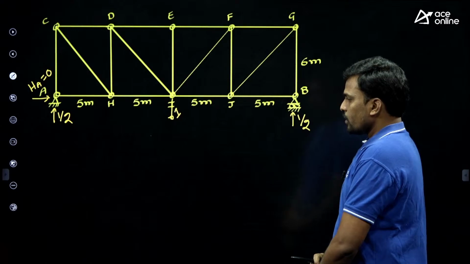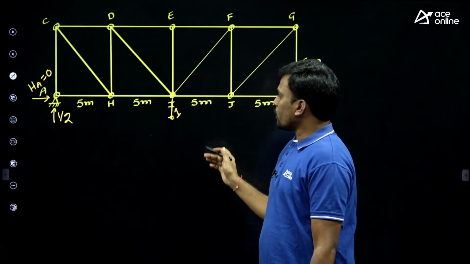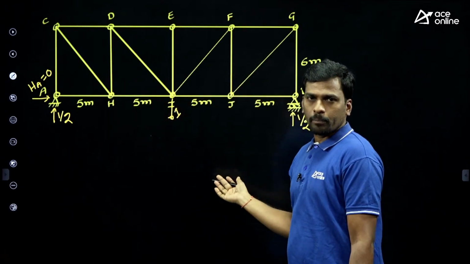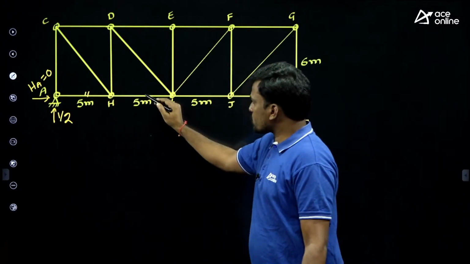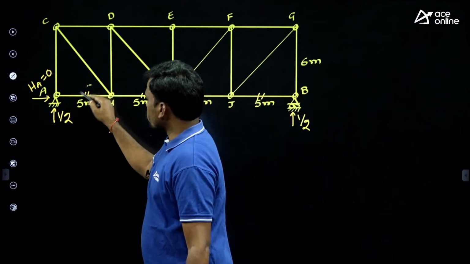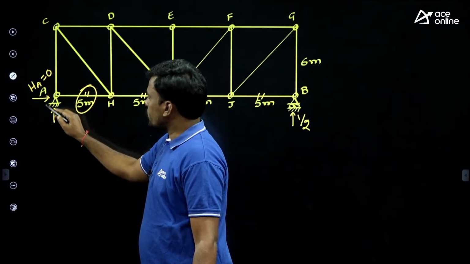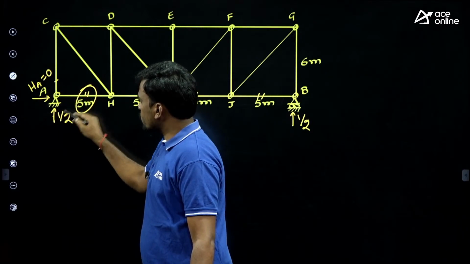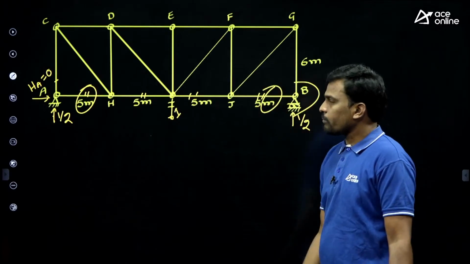Now students, this is symmetry, right? Because of symmetry, analyze either left part or right part, any one part, because force in this member and force in this member are the same. Now students, here force in this member is 0, right? Because the horizontal reaction is 0, don't consider 0 reaction. Number of members 1, 2, 3. These two are in the same line, force in third member 0. These two are in the same line, force in third member 0.